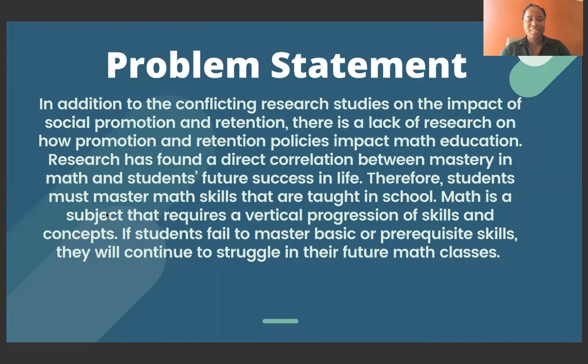My problem statement. In addition to the conflicting research studies on the impact of social promotion and retention, there is a lack of research on how promotion and retention policies impact math education. Researchers found a direct correlation between mastery in math and students' future success in life. Therefore, students must master math skills that are taught in school. Math is a subject that requires a vertical progression of skills and concepts. If students fail to master basic or prerequisite skills, they will continue to struggle in their future math classes.